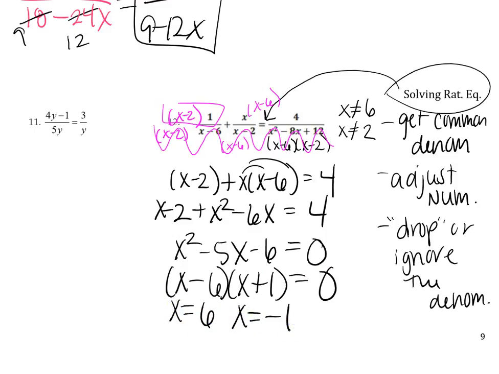Okay, so those are my two solutions. Notice how I got x equals 6. Remember, I can't have that, so I have to reject it. That's what's known as an extraneous solution. And so x equals -1 is my solution.